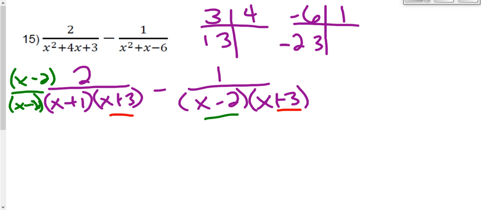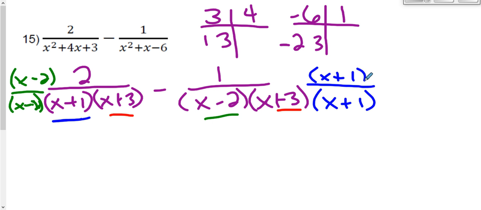And the fraction on the left has an x plus 1 that the fraction on the right doesn't have. So it's going to have to get multiplied by x plus 1 over x plus 1. Now my fractions have common denominators. They have all three factors, x minus 2, x plus 1, and x plus 3. So now I just have to get the numerators ready to combine, and I'll do that by distributing.